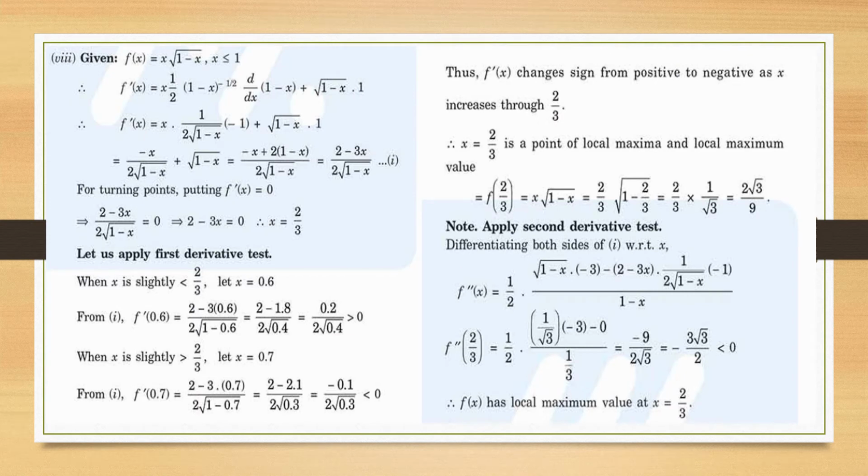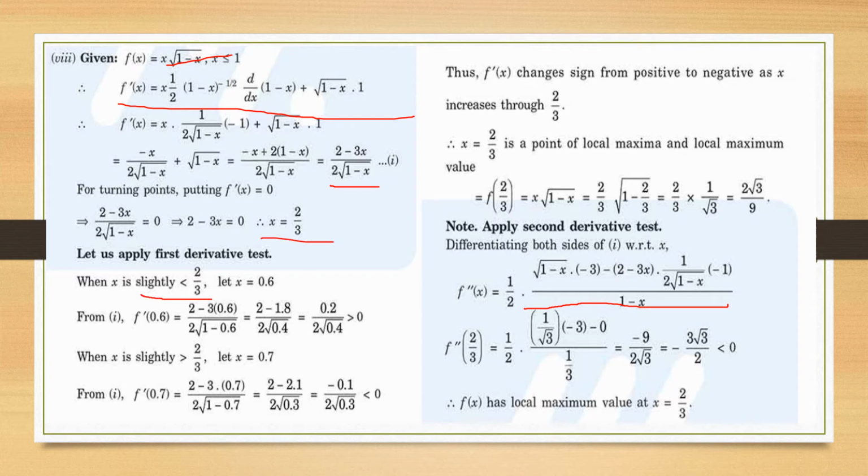Number 8 is f(x) equal to x root 1 minus x. Now the derivative is this, and the double derivative is quite large, so we can go for this. As the critical point is x equal to 2 by 3, we can apply the first derivative test.